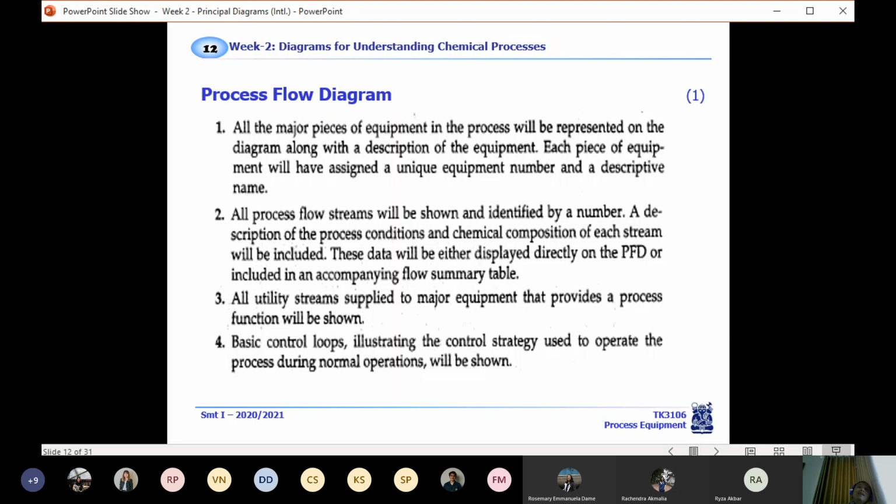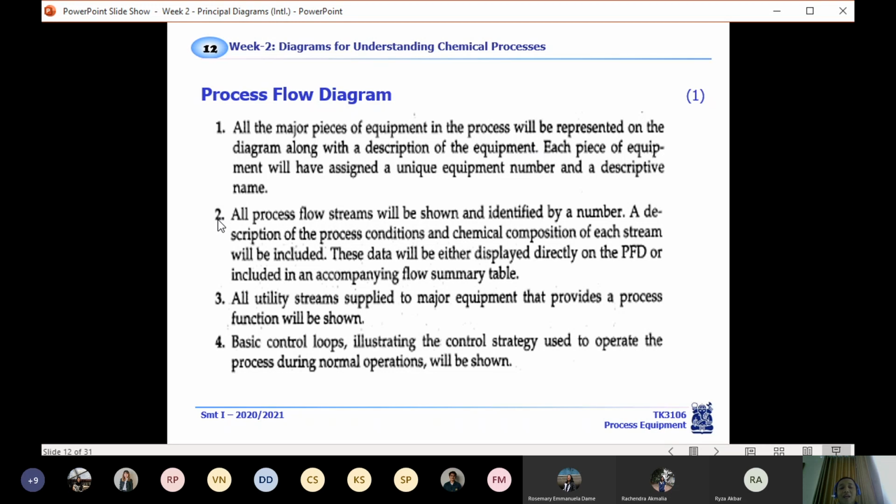So when you make a process diagram, first make a BFD. After the BFD is correct, you just change the block into the unit symbol or equipment symbol. That is the reason the process flow diagram is more complicated compared to the block flow diagram, because the major pieces of equipment should be represented in that diagram.